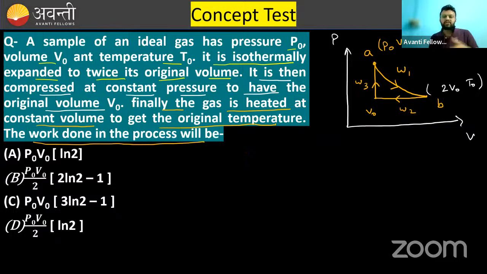Complete work done is what? The addition of all these three. Out of which you can see W3 is going to be 0 because this is going to be isochoric process. You can see that this is the isochoric process. So work done in isochoric process is 0. Okay, so let's start.